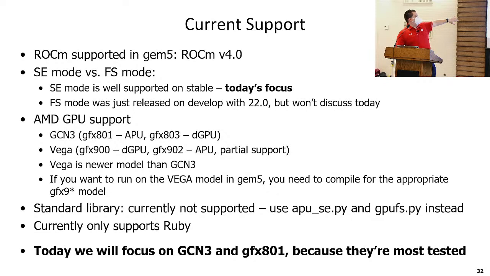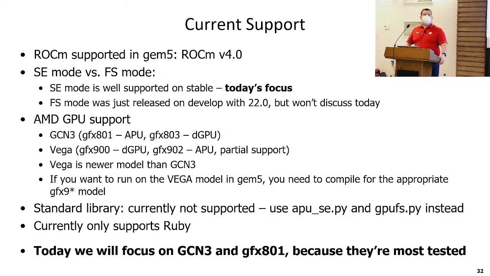But the point is, for today, you might have seen that we compiled the GCN3 x86 model of gem5, and that means that we are specifically focusing on that GFX 801 and 803 support. If you want to run the Vega models, though, you would compile the Vega x86 GPU model and then compile your code for Vega. But we're going to focus on just GCN3 and GFX 801 today.